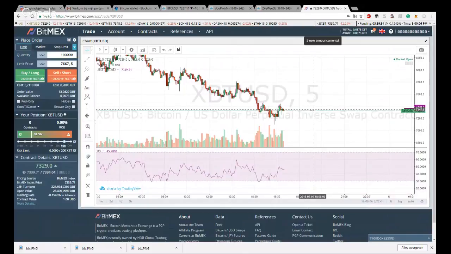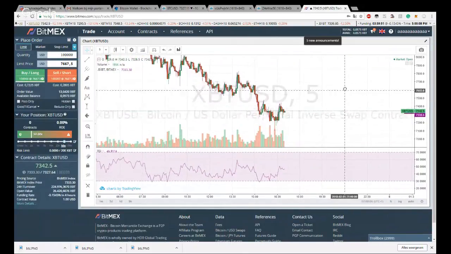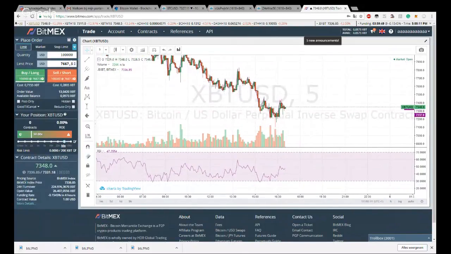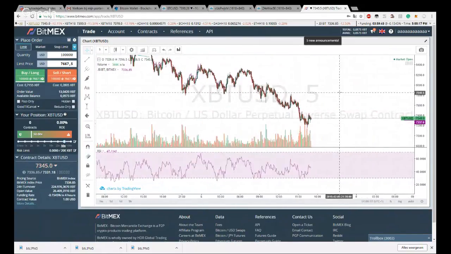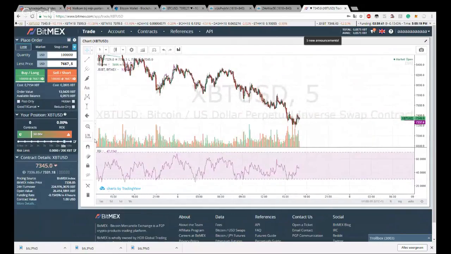So, when trading margin, there's a couple of things you should know. I do not recommend trading with margin. It's very dangerous. It's very easy to lose your money. And the reason for this is that margin is borrowed money.